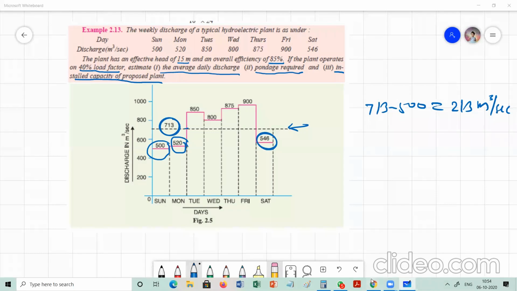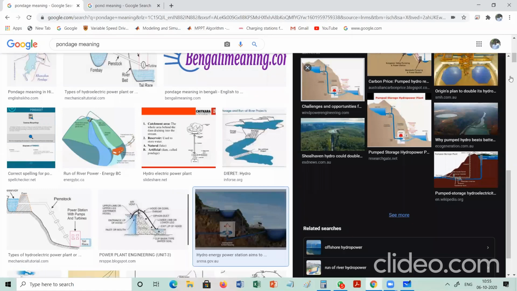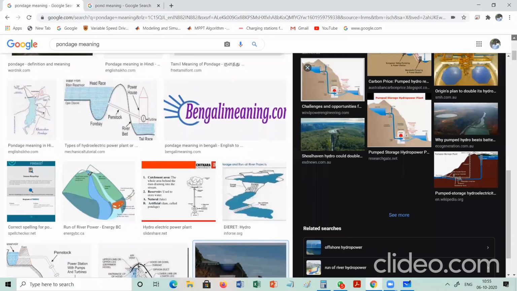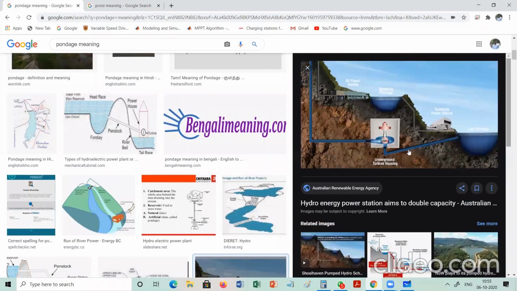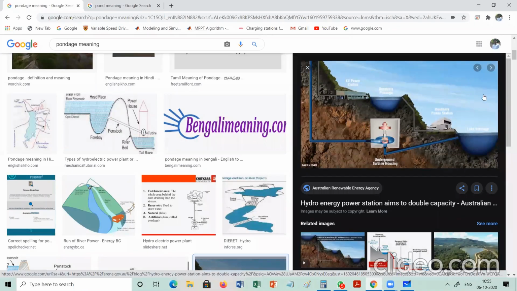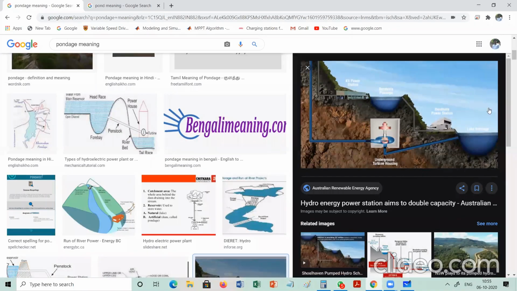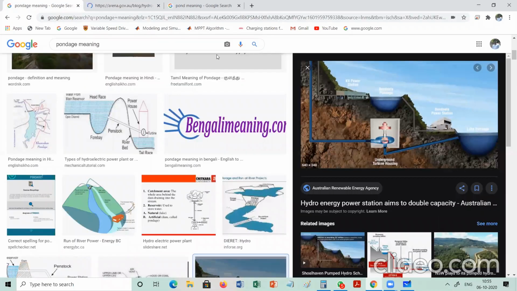I will show you how a pondage can look. Okay, for example, here you can see the Bandila pondage. The name of the pondage is Bandila.